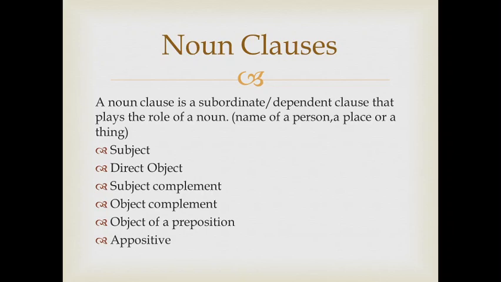A noun clause can appear in a sentence in the subject position, or in the object position as the direct object. It can function as a subject complement. It can function as the object complement. It can come as the object of a preposition, and it has an appositive function also. It comes as an appositive also.